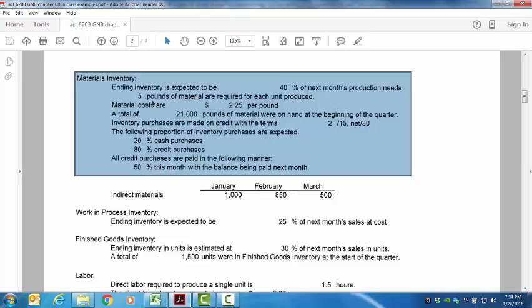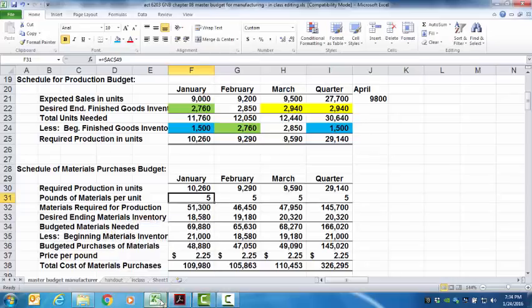So each unit requires 5 pounds of material, and these are expected to cost $2.25 a pound. So let's go back over here and see what I'm going to do with that information. Well, I inputted the 5 pounds for each unit, and then I just simply multiplied the units by the pounds per unit to get the total pounds necessary to meet production.